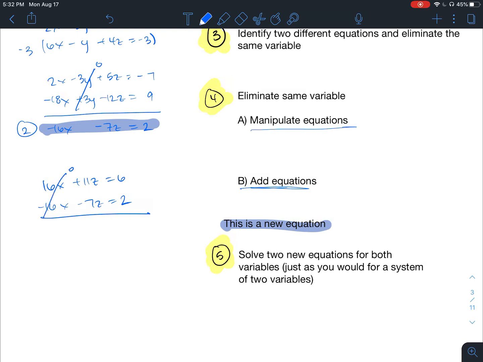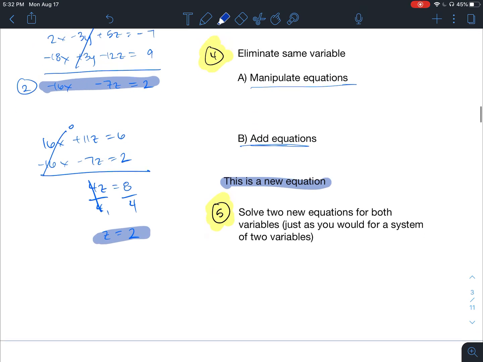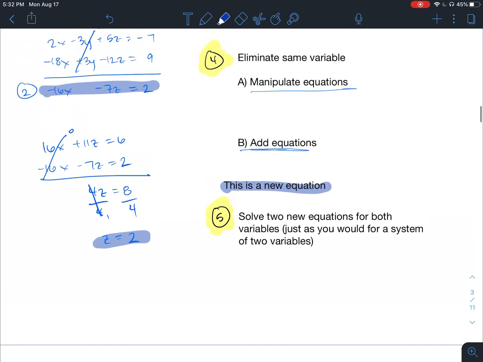That's going to be 0. We have 11z and negative 7z, that's 4z, equal to 8. Now we can solve for z. If we divide by 4, z is equal to 2. There we go. We have one part of our solution.